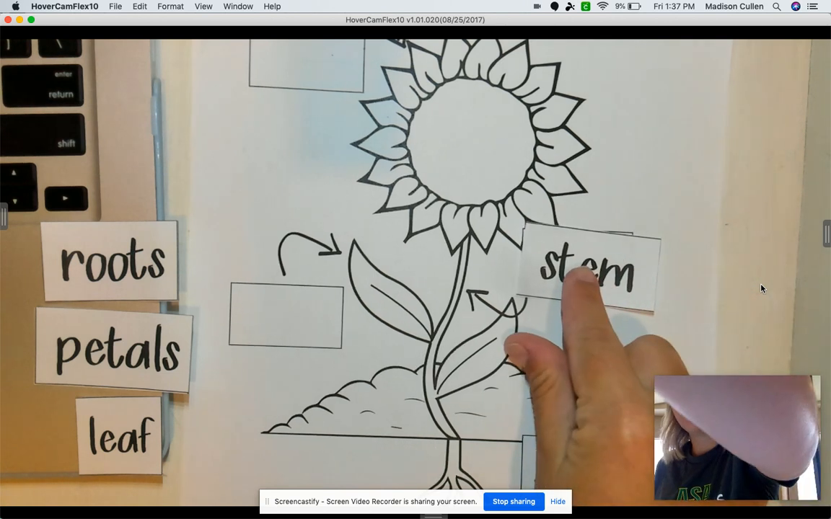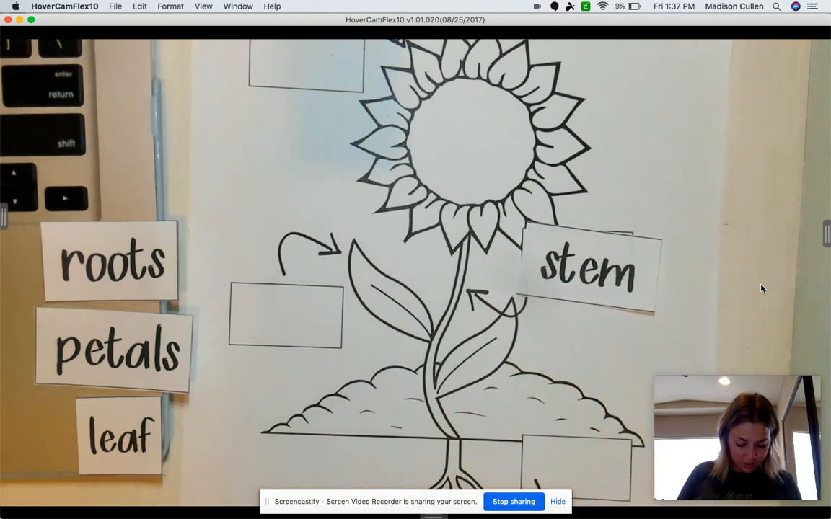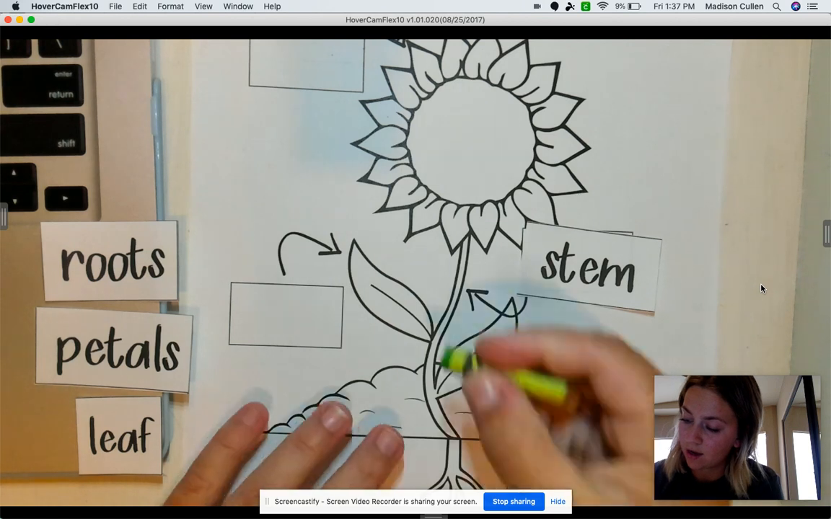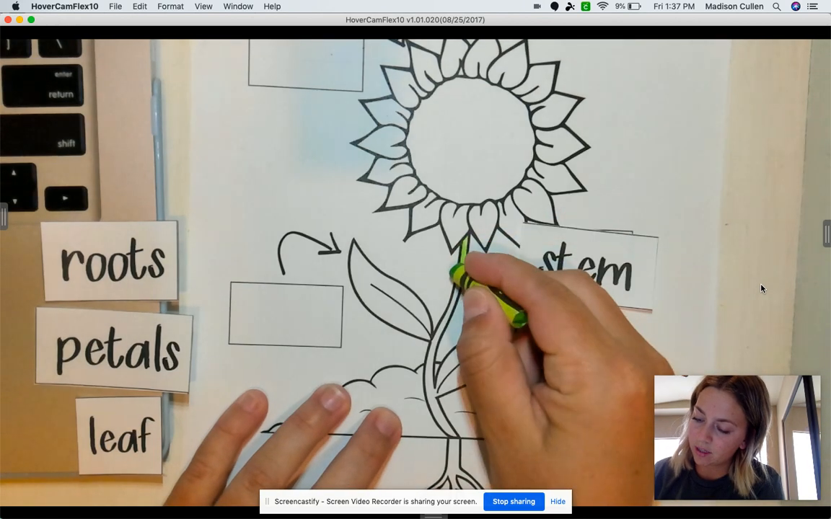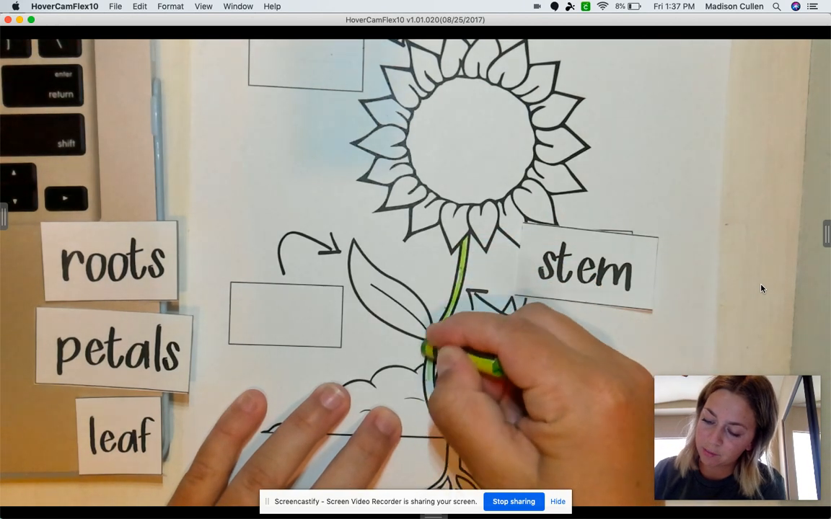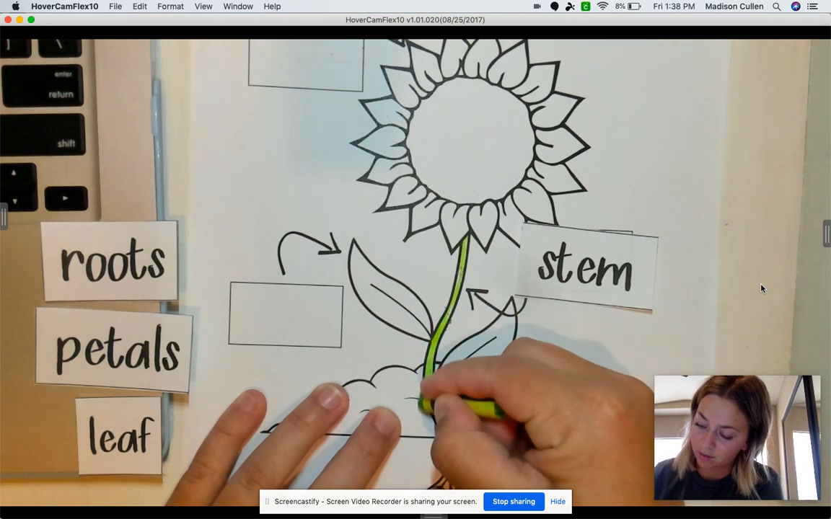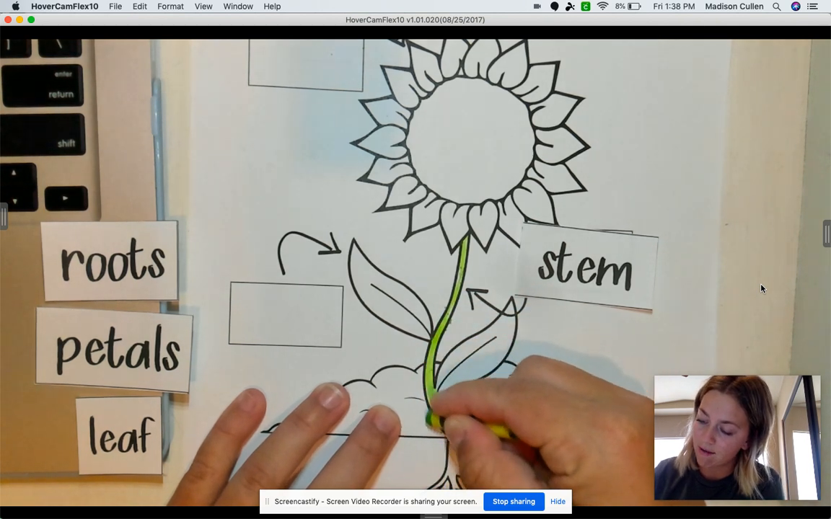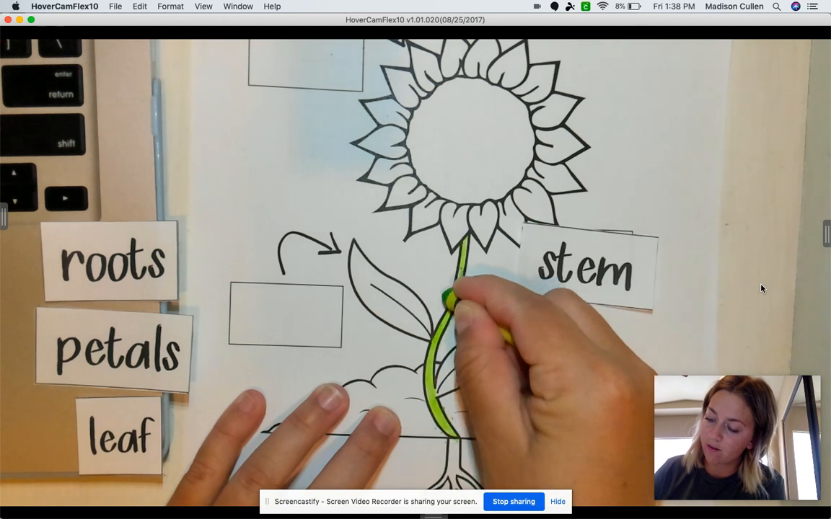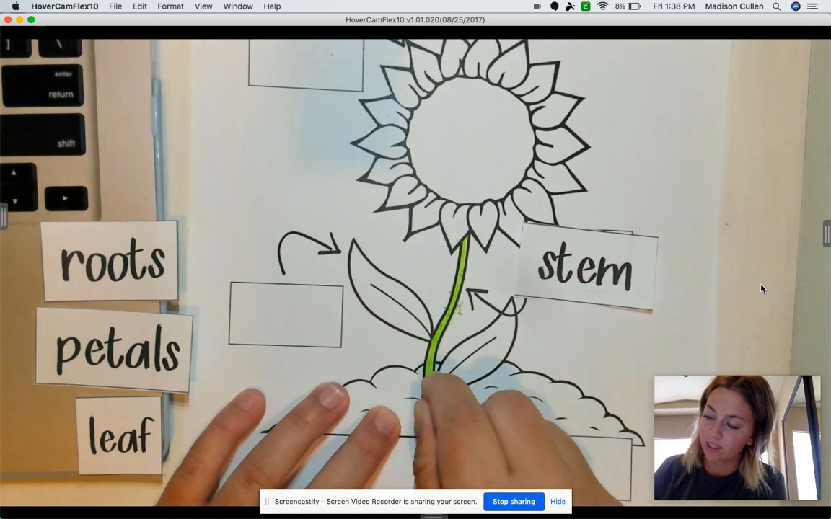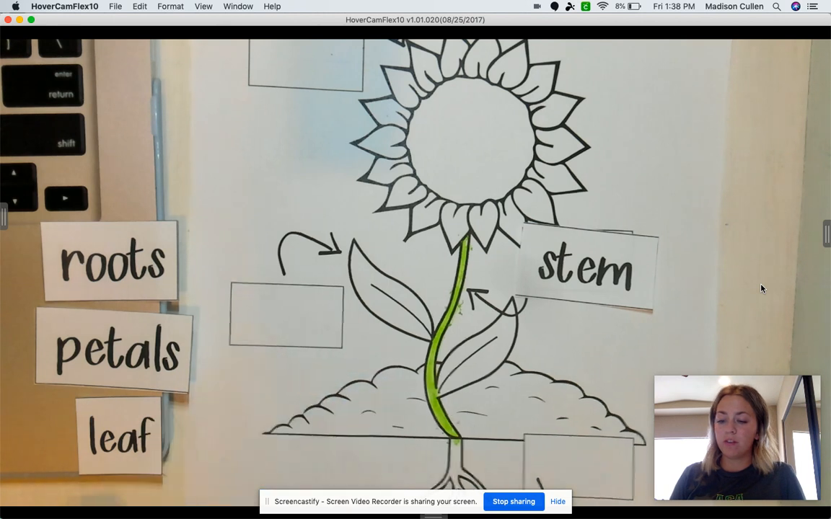So I want you to take a minute, and I am going to color it with you, and we are going to color the stem together. Okay? Let's see. No, there's my green. Let's color the stem together. All right, and the stems are typically green. They can sometimes be brown, and they can actually sometimes even be red. Could be many different colors, but our flowers have green stems. Okay, moving on to the next one.